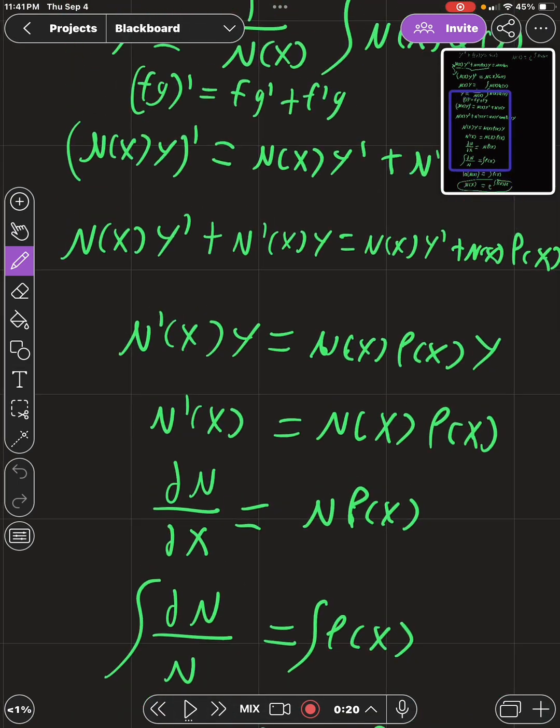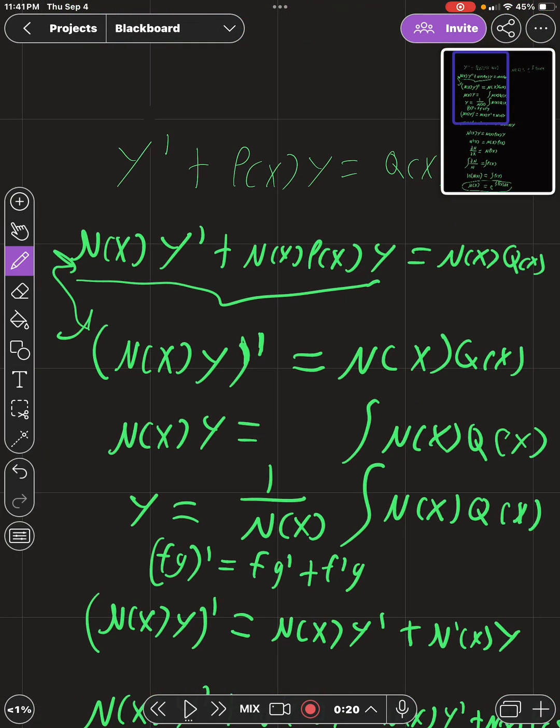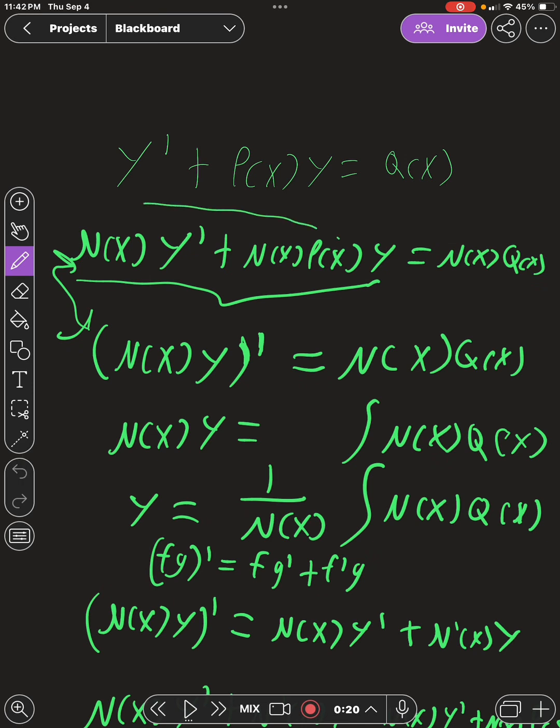And remember, that comes from needing this left-hand side, mu of x y prime plus mu of x p of x y, to be equal to mu of x y all primed. That's how we determine the formula for the integrating factor, and that's why it works.